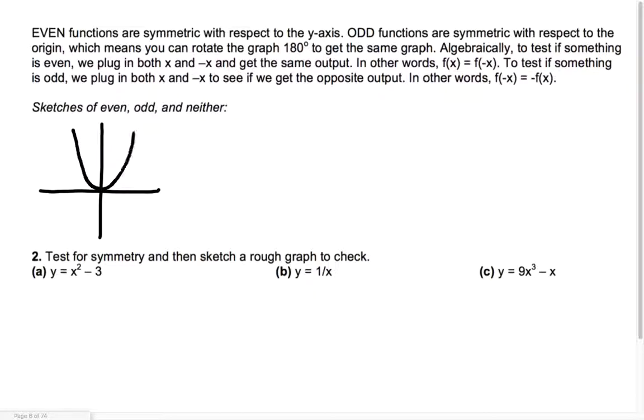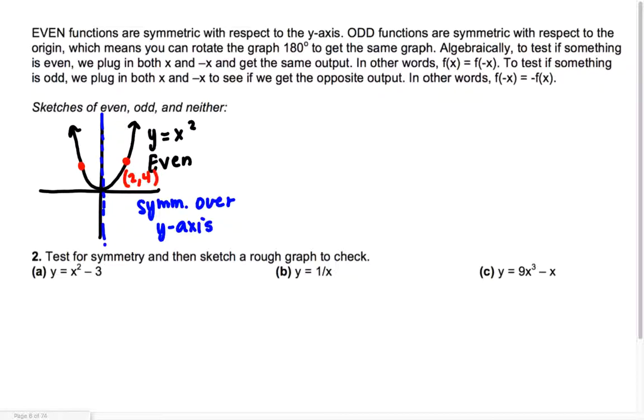Okay, so we're going to do y equals x squared. That's an even function. Okay, so this is even. And as I said, it's going to be symmetric across the y-axis. So what that means is any point that we have, so if I plug in 2 and I get 4, if I plug in the opposite x value, like negative 2, I get the same y value. So if I plug in negative 2, I still get positive 4. Okay, that's what an even function is.